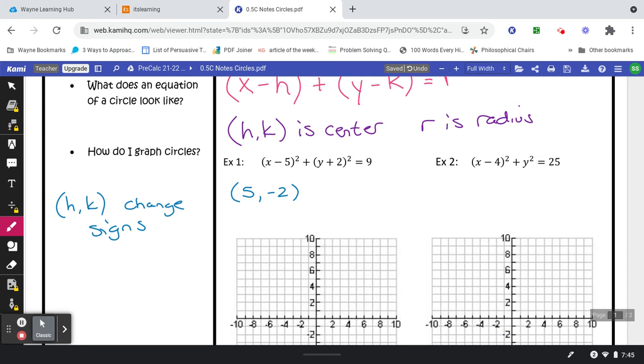All right, and then at the end, after the equal sign, you have this 9, which is your radius squared. So what number squared would give you 9? That would be 3. So in other words, you can square root to get the radius.